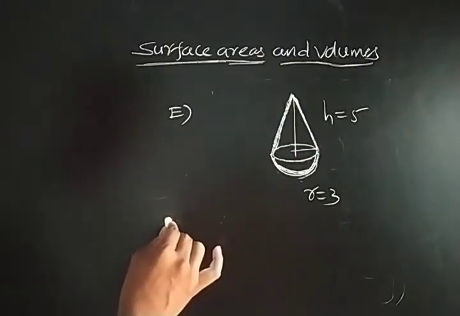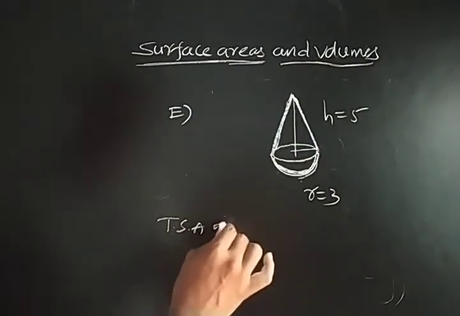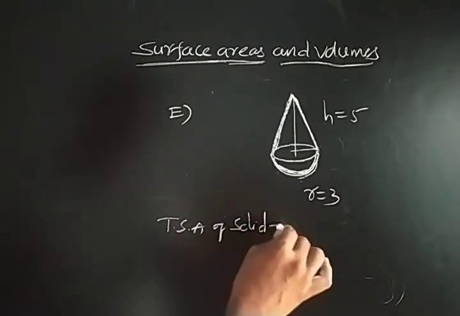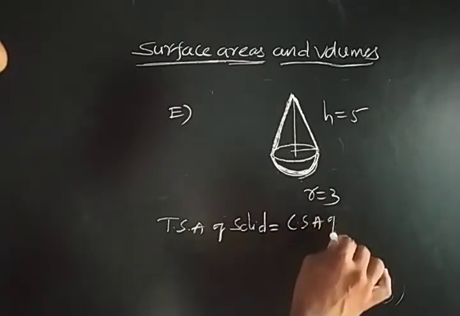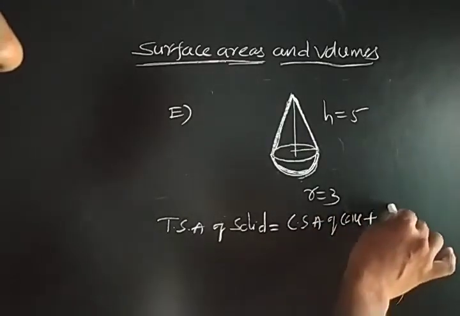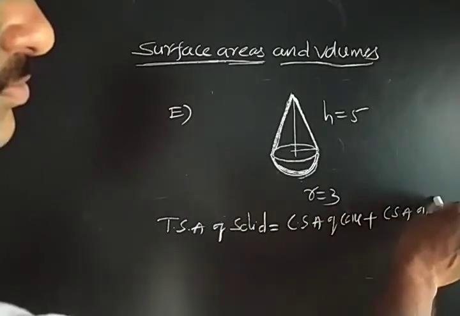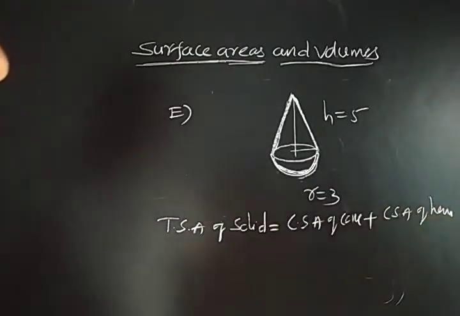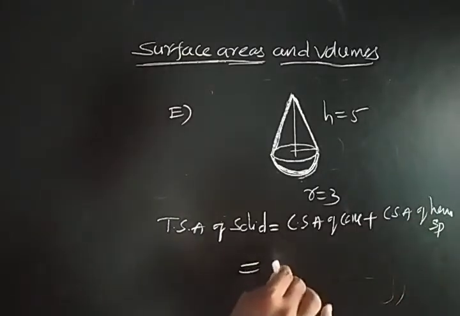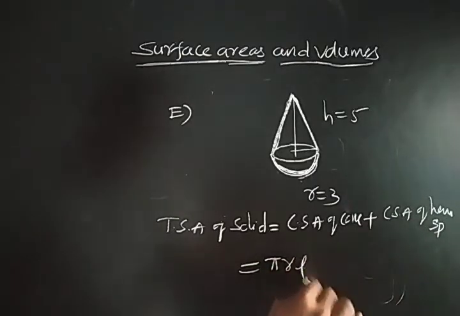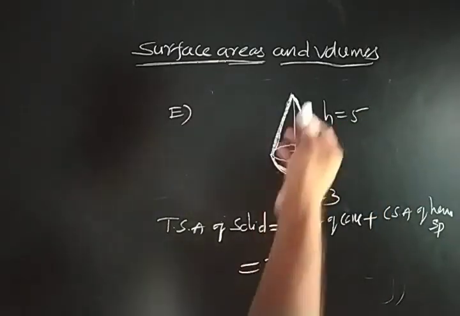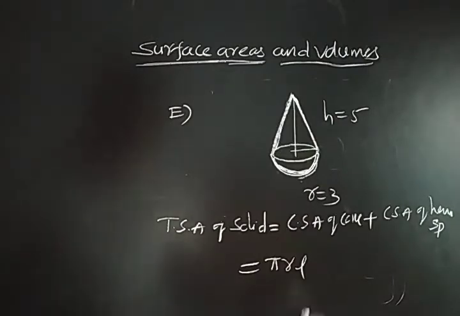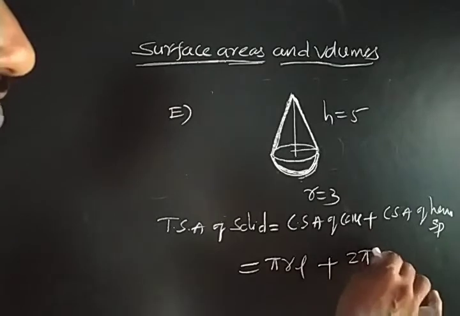So the total surface area of the solid, which is in this shape, is equal to CSA of cone plus CSA of hemisphere. So what is the CSA of cone? Pi r l, and we need l also here. h is given, r is given. We need l, then only we can apply the CSA. The CSA of hemisphere, we know, is 2 pi r square.